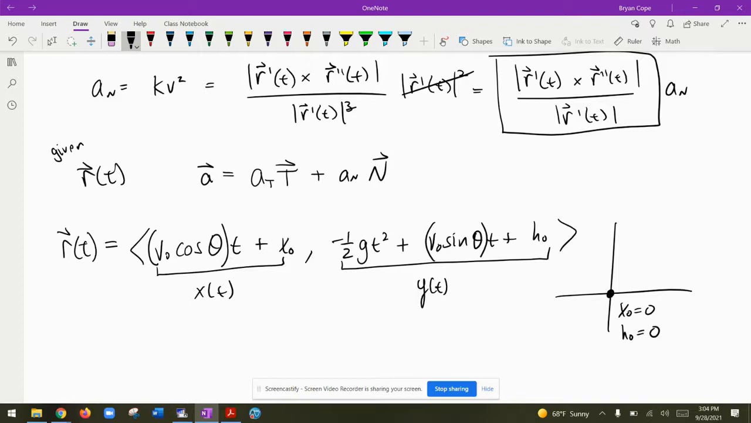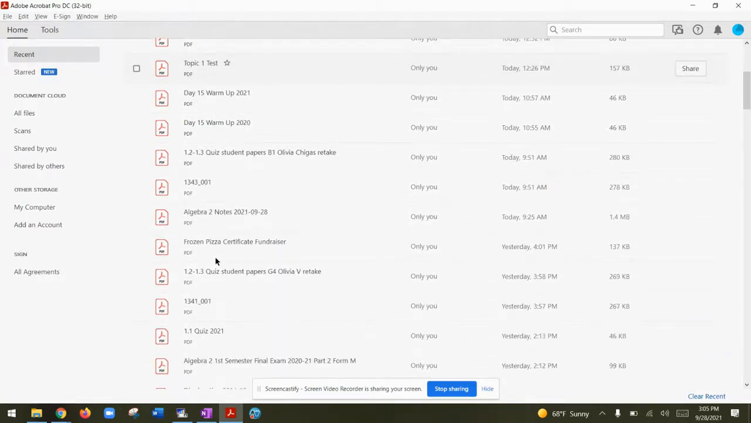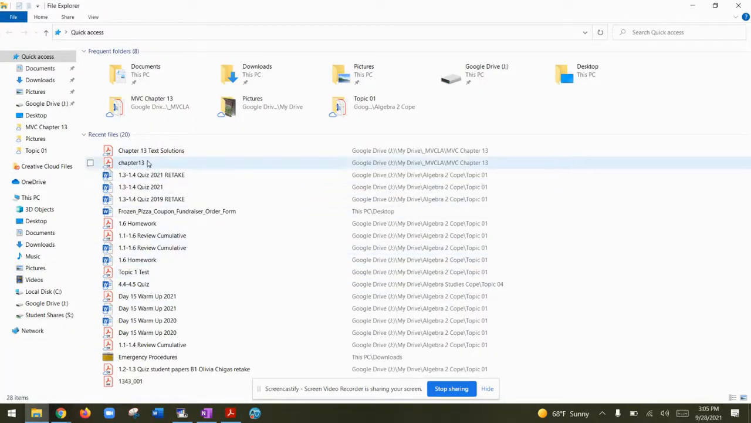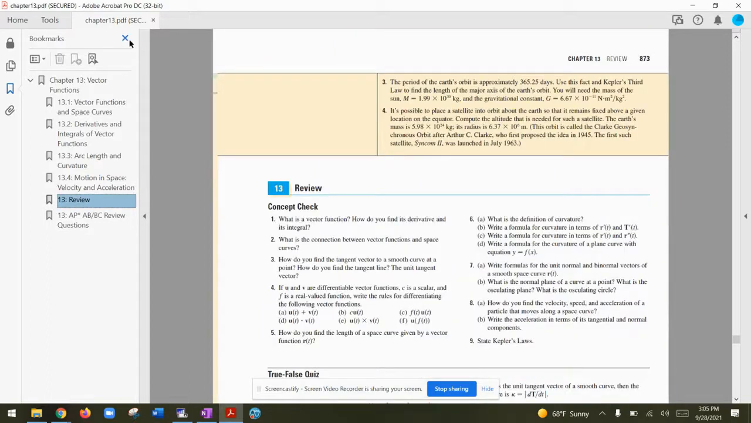Okay, so let's do problems that we find that are related to those from the review. You would try that with the initial position plus the initial velocity times t plus 1 half acceleration times t squared. Yeah, just integrate acceleration.